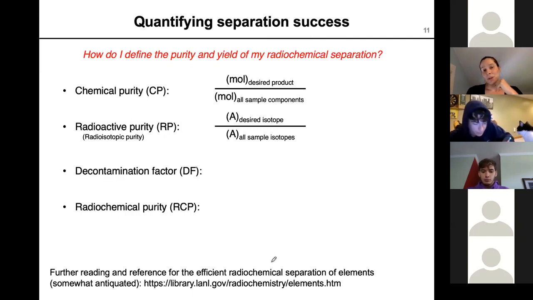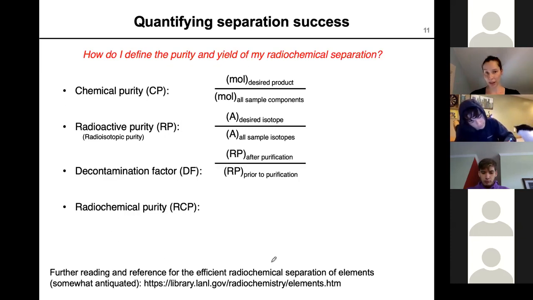Now, when you carry out purification steps, and often this is done sequentially, to isolate one isotope from an isotope mixture, what you want to determine is a decontamination factor. That is the ratio of the radioactive purity after purification divided by the radioactive purity prior to purification. This gives you an idea of how efficient your purification actually is.